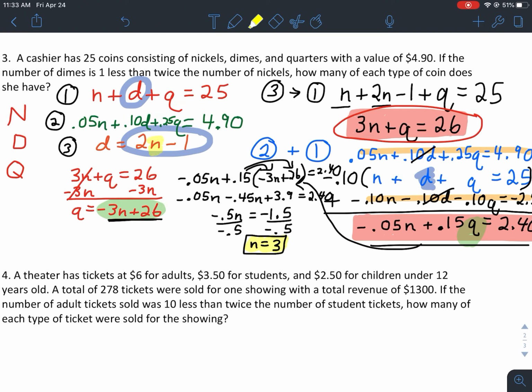This is n. If I plugged in 3 for n here, that would be d equals 2 times 3 minus 1. Well, 2 times 3 is 6. 6 minus 1 is 5. So we have 5 dimes.